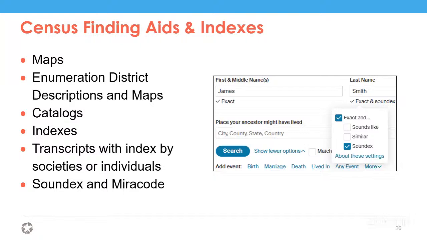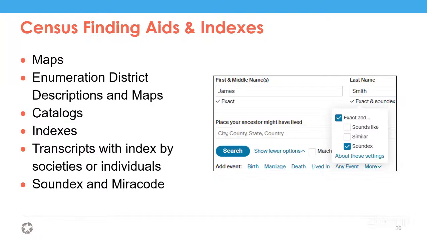There are only 21 states where Soundex or Miracode was used in 1910. Those are Alabama, Kentucky, Oklahoma, Arkansas, Louisiana, Pennsylvania, California, Michigan, South Carolina, Florida, Mississippi, Tennessee, Georgia, Missouri, Texas, Illinois, North Carolina, Virginia, Kansas, Ohio, and West Virginia.